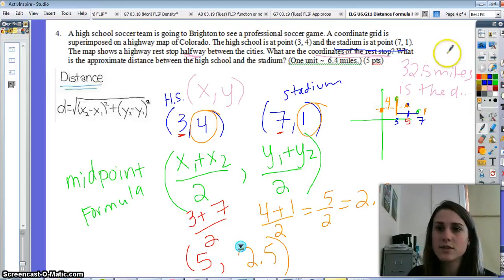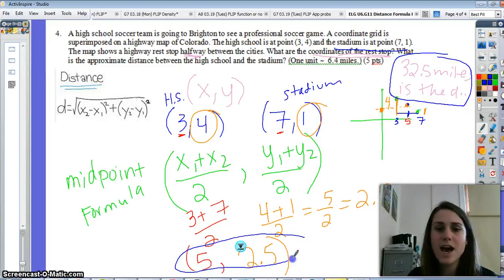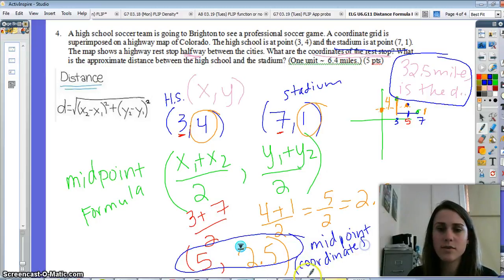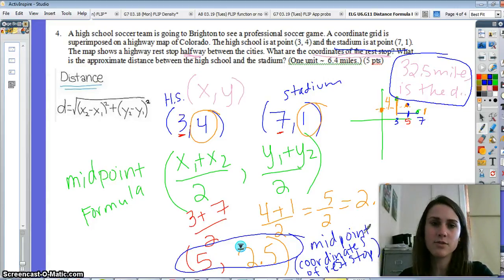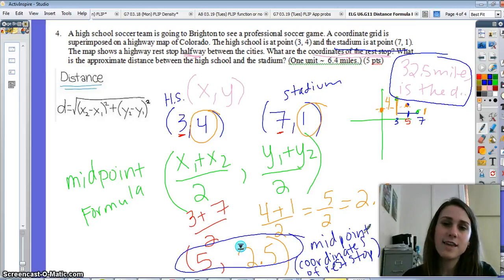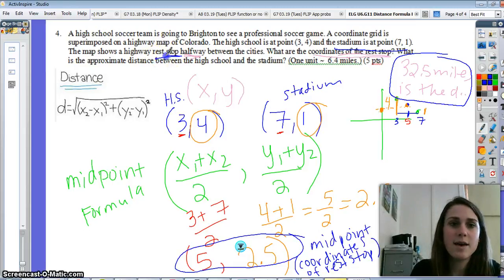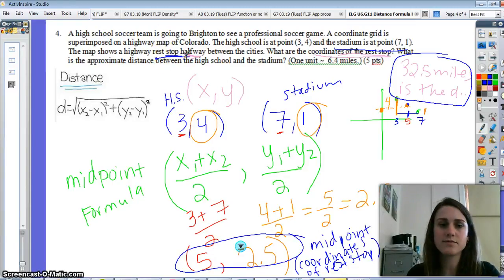So 2 answers. 32.5 miles is the distance between the high school and the city, and the coordinate 5, 2.5 is the midpoint, or the coordinates of the rest stop. So about an hour into the drive to Brighton, the soccer team decided that they wanted to get some Gatorade, some granola bars, and they took a rest at a place exactly halfway between the cities. Cool, good work.